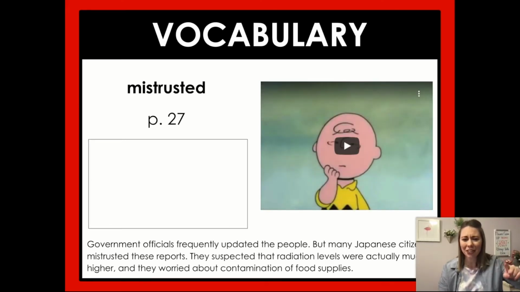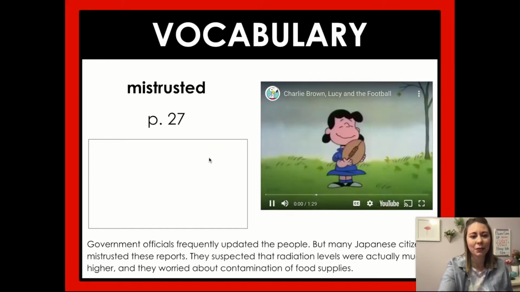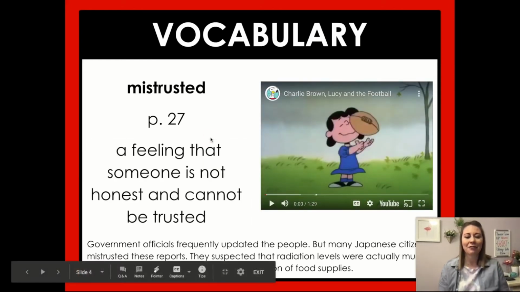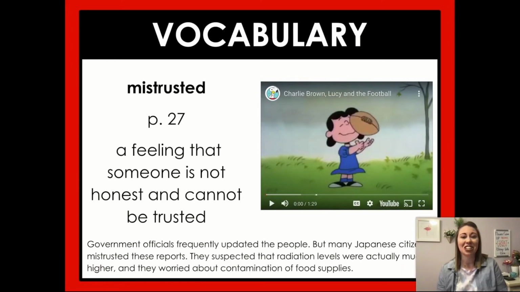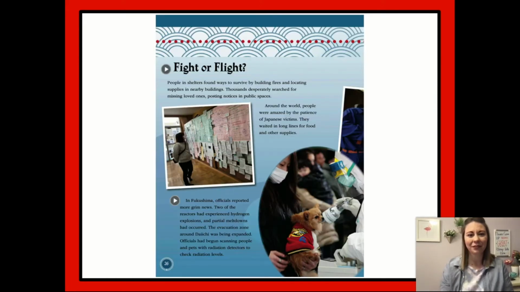So he says, hold it! You're going to pull that ball away. Because that's what Lucy really liked to do a lot to Charlie Brown, try to get him to kick the ball and then pull it away. So he has a mistrust of Lucy. So what could mistrust mean? It's got that prefix mis, which you might remember means not. So mistrust means a feeling that someone is not honest and cannot be trusted. In this case, Lucy cannot be trusted. And in our text, many Japanese citizens mistrusted the reports from the government. We'll learn more about that today and why that is.